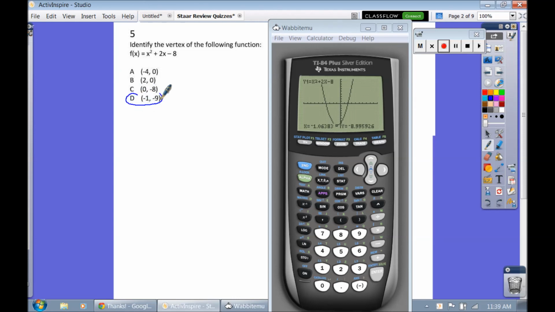But if you want to calculate the actual value of this, go to the minimum, number 3, under second Calc. You have to get to the left side of the parabola, hit enter. Get to the right side of the parabola, hit enter. And then get as close as you can to the middle, and it'll automatically tell you what it is.